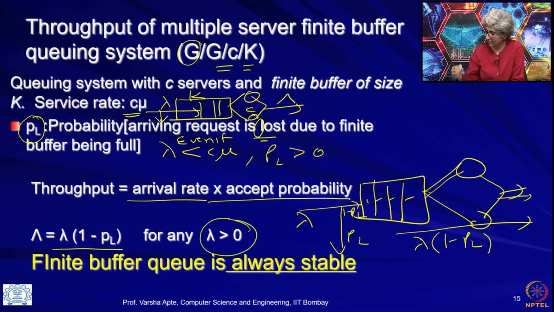This is actually applicable for any lambda greater than 0. We do not need to distinguish here between lambda less than C mu or lambda greater than or equal to C mu, because even if lambda is greater than or equal to C mu, loss probability will increase and finally that is what takes care of the throughput through the system. Because of this, because there is a natural loss, finite buffer queues are considered always stable. There is no stability condition as such. We do not have to say lambda less than C mu. They have a built in mechanism to keep themselves stable, which is the dropping.